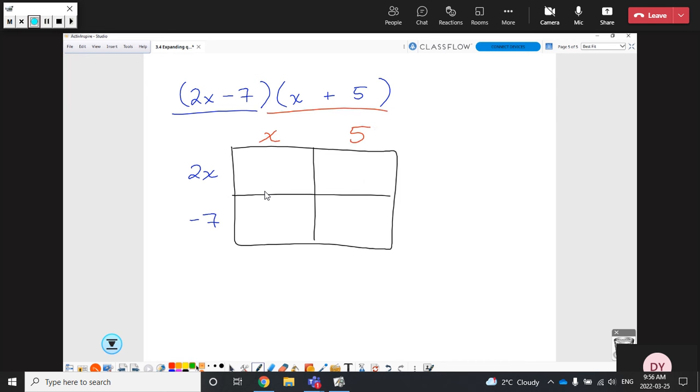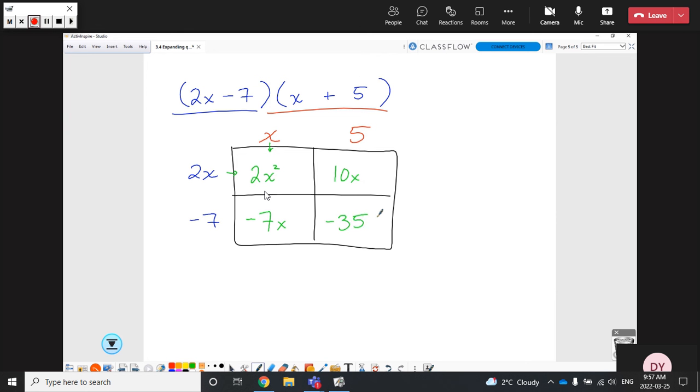Now, all we do is multiply. We're going to multiply x times 2x, and we get 2x squared. In this quadrant, we'd be doing 5 times 2x, which is 10x. And then down here, we'd be doing x times negative 7. And then the last one would be negative 7 times positive 5, which I believe is negative 35. Is that what it is?